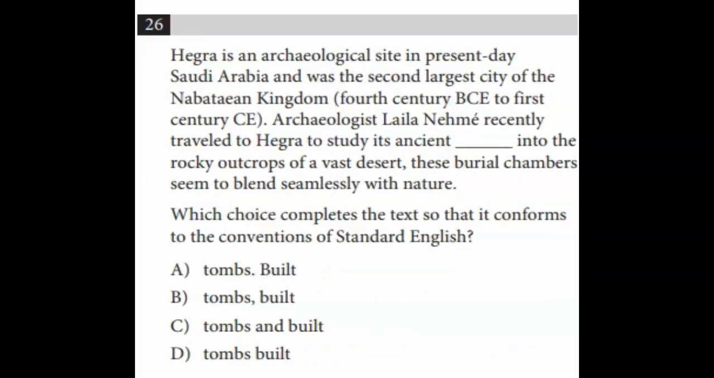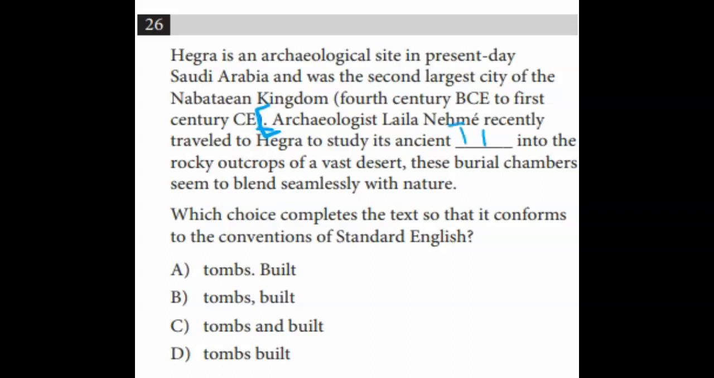Okay, number 26. So it looks like it's going to be testing our grammar. So let's read it out loud. Hegra is an archaeological site in present-day Saudi Arabia and was the second largest city of the Nabataean Kingdom, 4th century BCE to 1st century CE. Okay, we got a period here, so this is where we're going to be focusing. Archaeologist Laila recently traveled to Hegra to study its ancient tombs. Built into the rocky outcrops of the vast desert, these burial chambers seem to blend seamlessly with nature. So immediately I can see that right here.